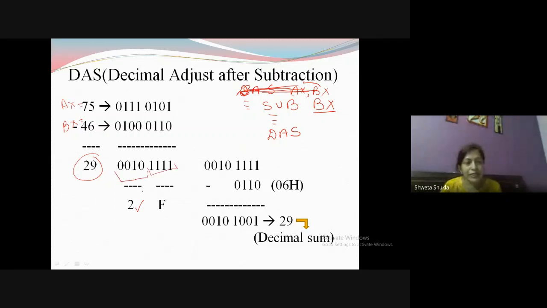In this case, what is going to happen? We know that the LSB is more than 9, whereas the MSB is less than 9. So what you have to do is subtract 06 here. Just take the complete answer here and minus 6 here. Okay, so after subtraction you get this value.